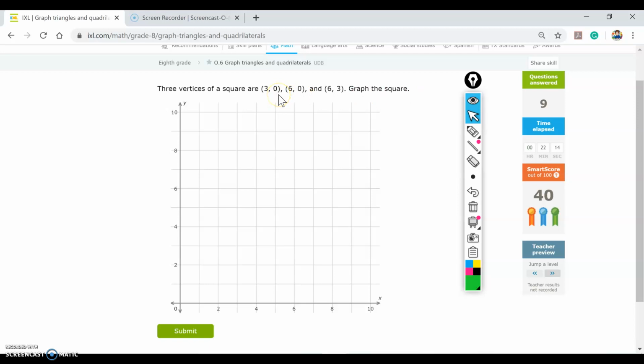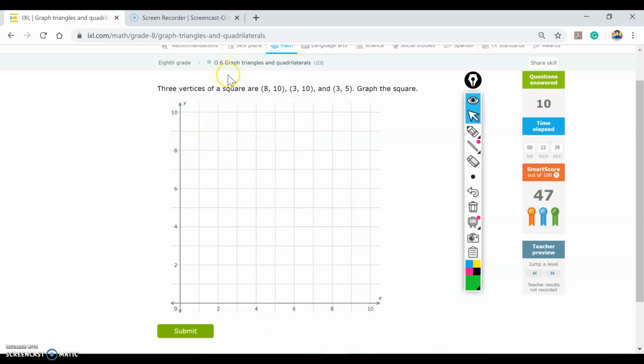So if I plot this one, 3, 0 is right here, and then 6, 0, which is right here, and then 6, 3, which is right here. Where do you think I can possibly plot the other point so I can have a square? Of course, right here. And that's it. I'll have a square.